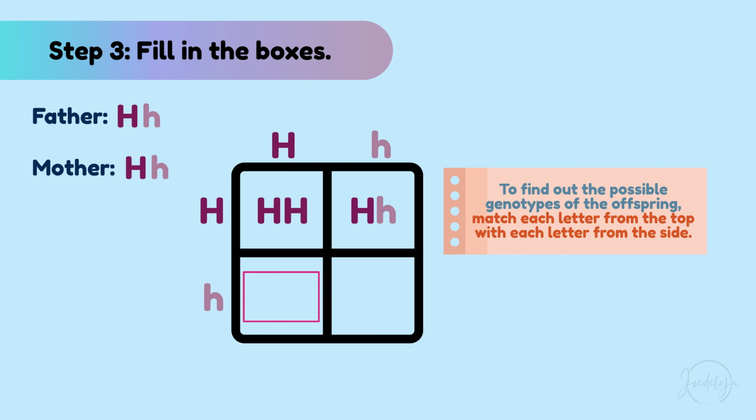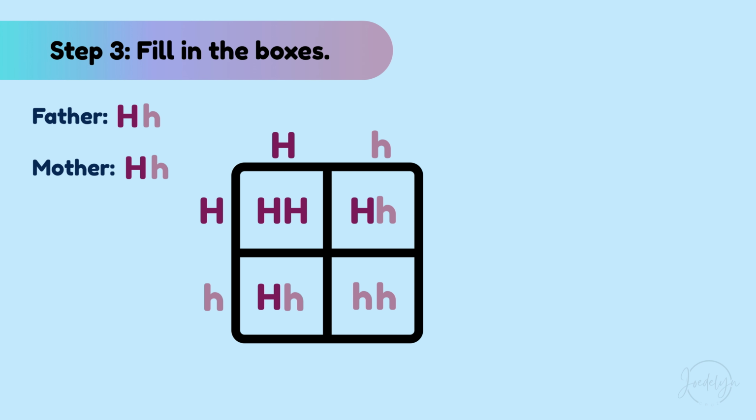Next, in the bottom left box, we pair H from the top with h from the side, another Hh. And finally, the bottom right box combines h from the top with h from the side, resulting in hh. So, the 4 possible combinations for the offspring are HH, Hh, another Hh, and hh.